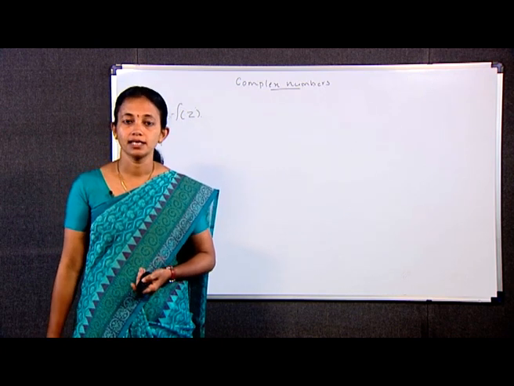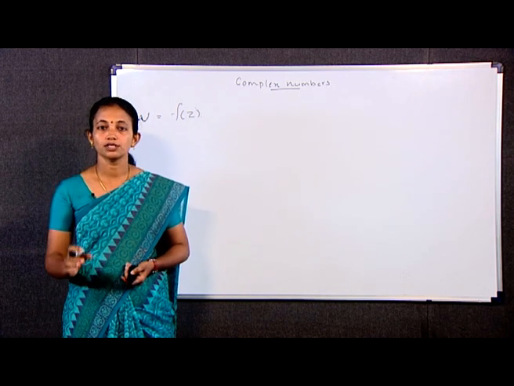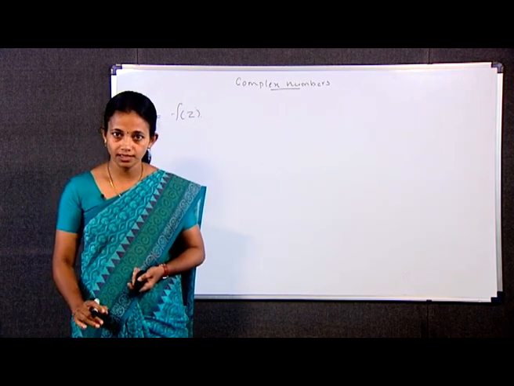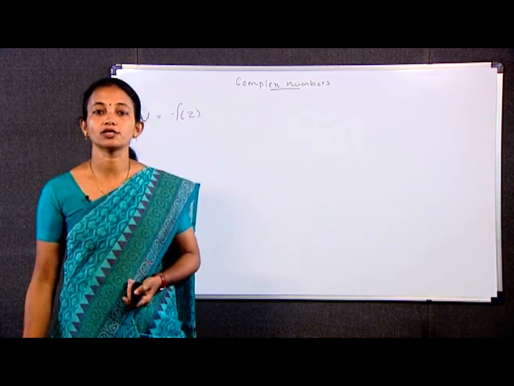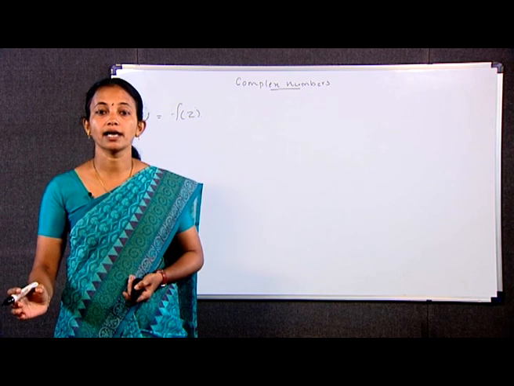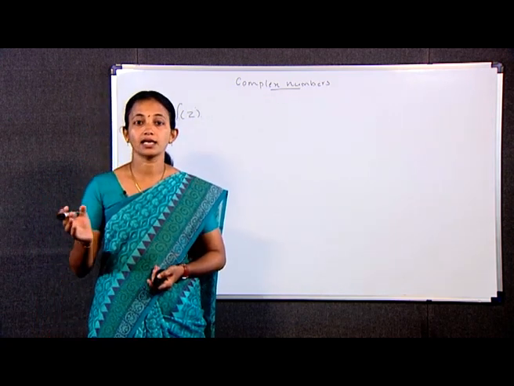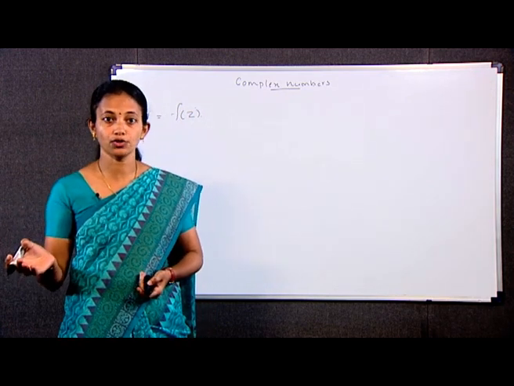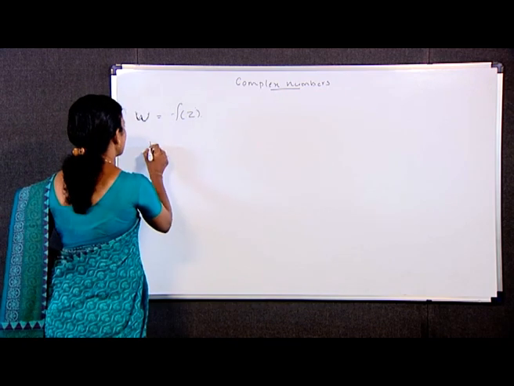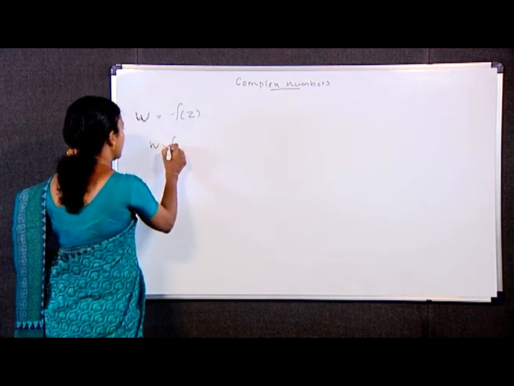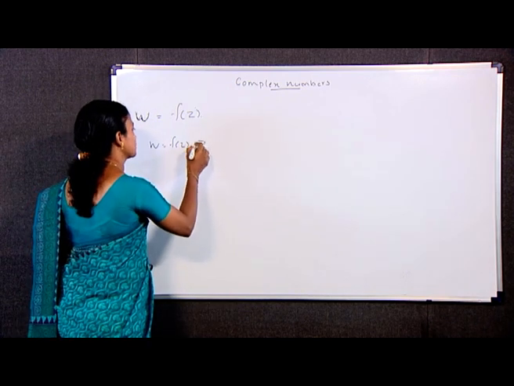The set S is called the domain of definition of the function f. The totality of all values f(z) corresponding to all points in S constitutes another set of complex numbers known as the range of the function f. That is, the range of f is the collection of w such that w is equal to f(z), such that z belongs to S.